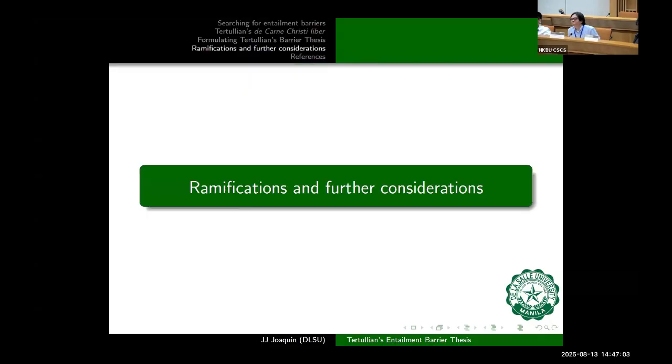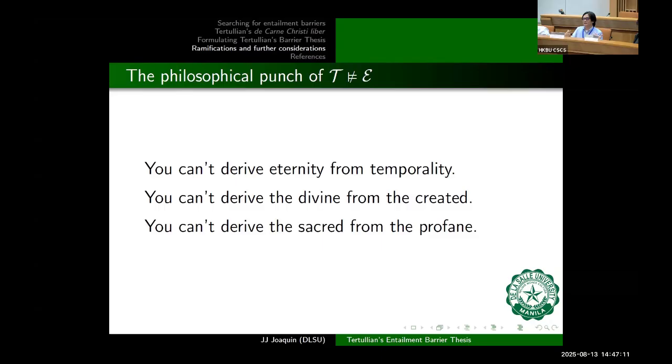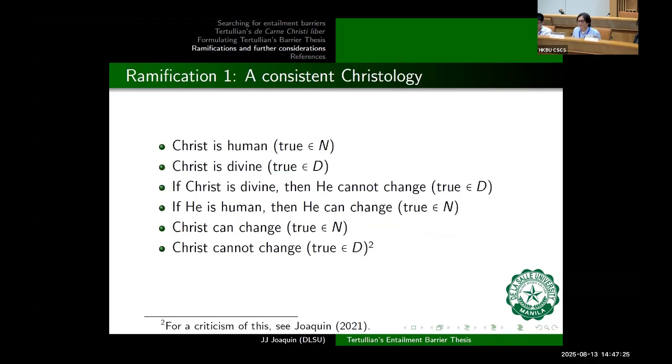Okay, so what's the ramification of this idea of defining Tertullian's barrier? Well, the philosophical punchline is, I think, apparent. Tertullian's barrier just tells you that you can't derive eternity from temporality, no divine from the created, no sacred from the profane. So one ramification of that is that you'll have a consistent Christology.